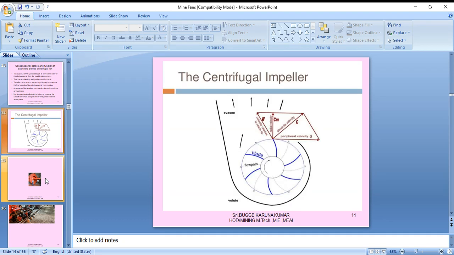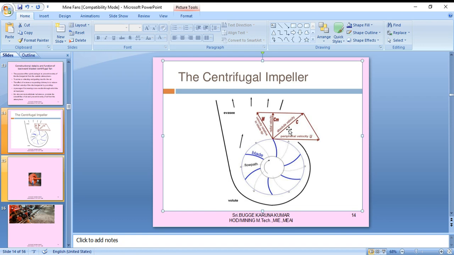Some figures you can observe here. This is a centrifugal impeller. The blade is a backward blade, flow path, volute, peripheral. There are three velocities here you can observe. The peripheral velocity is u, the absolute velocity is c, the radial velocity is cm, and the velocity relative to the blade tips is w. These are the basics for the backward bladed. For the forward bladed, the design will be different.